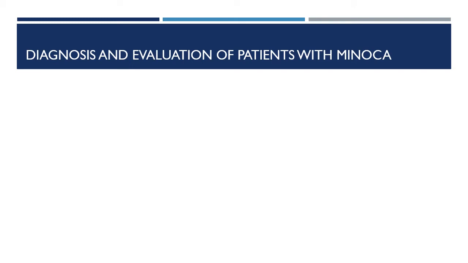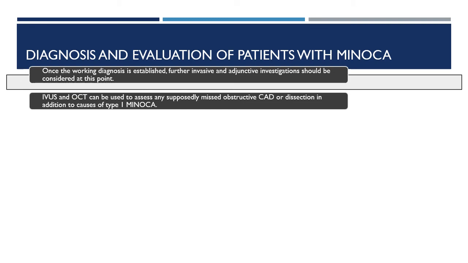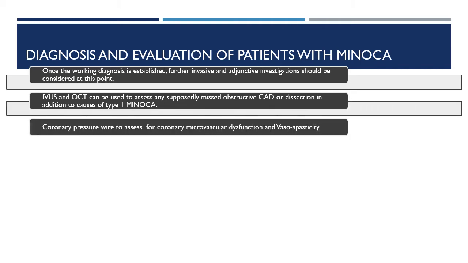Now let's discuss how to make a diagnosis and how to evaluate patients with Minoca. As we discussed, once we reach the working diagnosis, we will require further invasive and adjunctive investigations in order to strengthen our diagnosis, and we can take advantage of IVUS and OCT, that is intravascular ultrasound and optical coherence tomography, in order to look for any supposedly missed obstructive coronary artery disease or dissection, in addition to establishing some of the causes of type 1 Minoca, that is plaque rupture or fissuring, etc. Coronary physiological testing can also be done, and coronary pressure wires to assess for coronary microvascular dysfunction and vasospasticity.